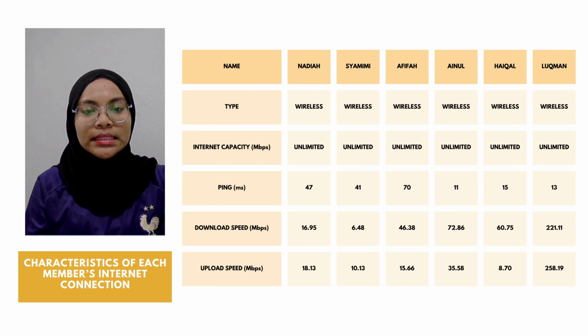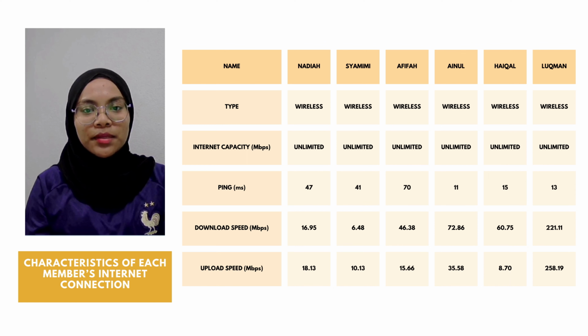Next, internet capacity is the quantity of traffic that a network can handle at any given time. As shown in the table here, all of the members have the same internet capacity, which is unlimited. Next, ping means the connection response time, how quickly you obtain a response after sending a request. Duration for ping is measured in milliseconds or ms. In my observation, Afifah has a ping rate of 70 milliseconds that is much higher compared to other members, while Ainul has the lowest ping rate, which is 11 milliseconds.